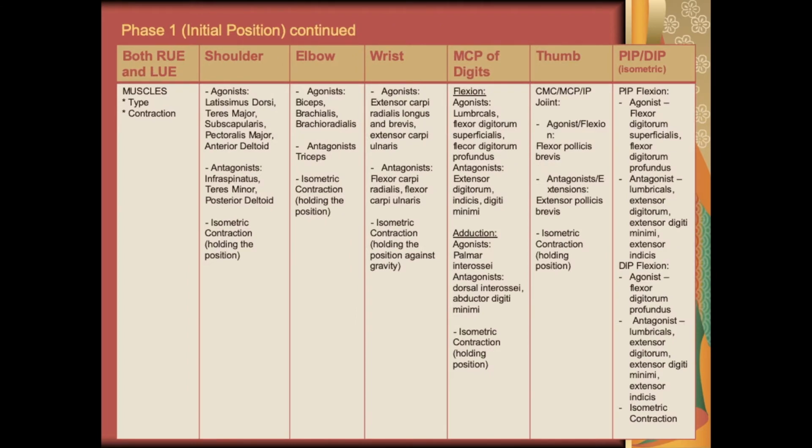The agonists or prime movers are listed with the antagonists here. During Phase 1, the muscles in both right upper extremity and left upper extremity are in an isometric contraction to hold the arms up against gravity in preparation for the anticipated movement.